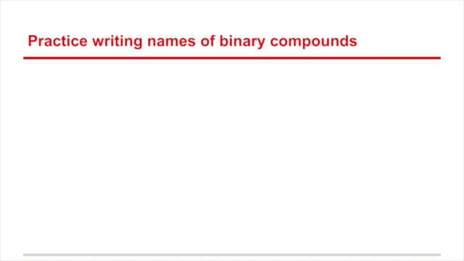So what have we done? We've learned how to write the chemical formulas for binary ionic compounds, and we've also learned how to name them. So take this time, use the questions to practice.